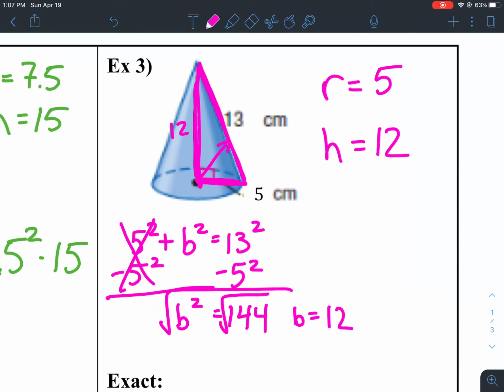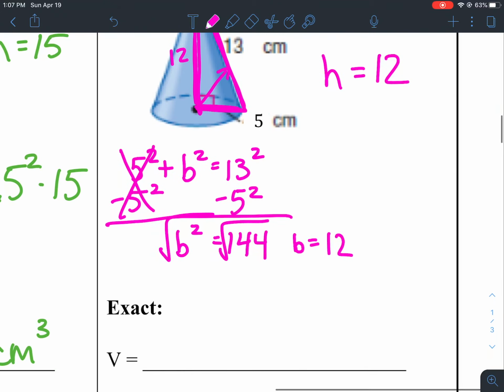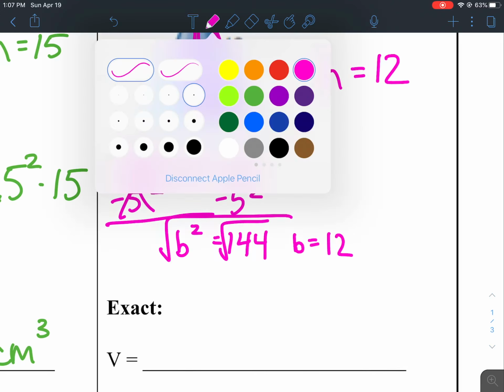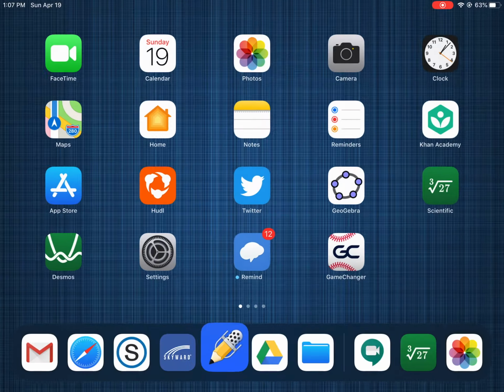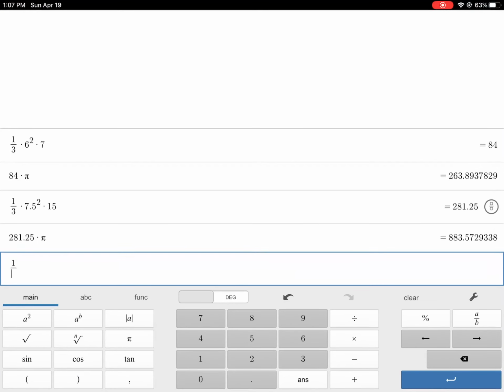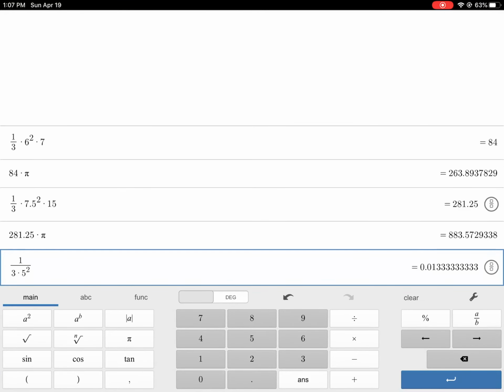So now that we have our radius and we have our height, we can find our volume. Volume equals 1/3 pi r squared times h. So again, I'll do that calculation without the pi. 1/3 times 5. Good thing I caught that. Notice how if I didn't tap over to the side, it keeps the 5 squared over on the bottom of the fraction. We don't want that.